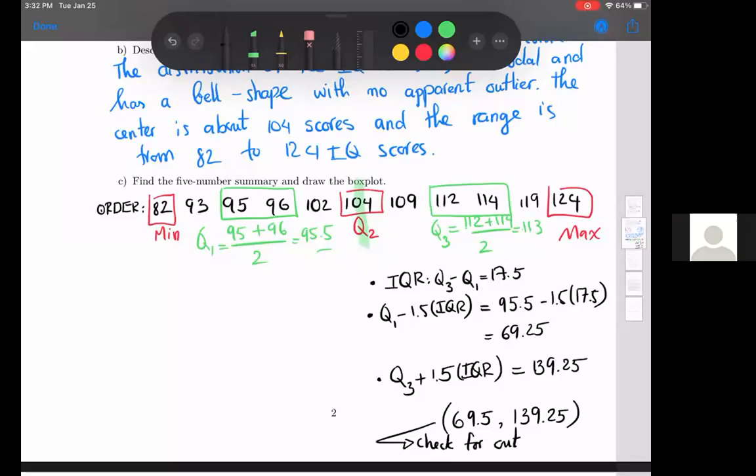So you're looking at the minimum and the maximum. What's the minimum in the data set? It's 82, right? 82 score. Yeah. The maximum is 124. You're allowed to go from 69.25 to 139.25. So you're okay, you're inside that range. Does that make sense? There's no outlier. 82 to 124 is inside 69 to 139.